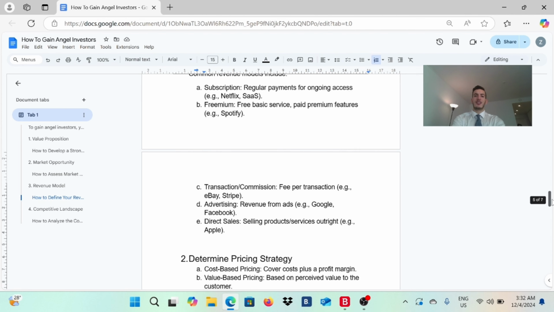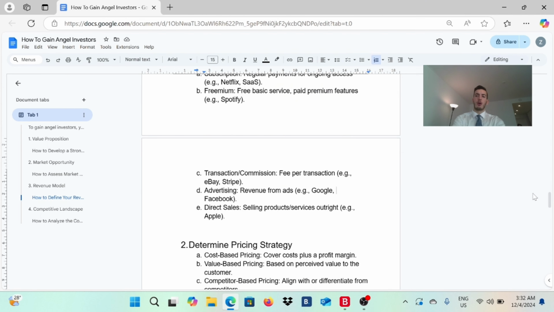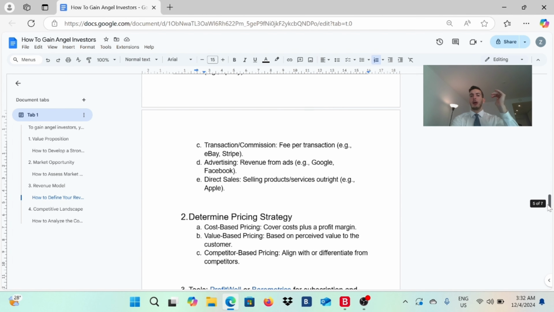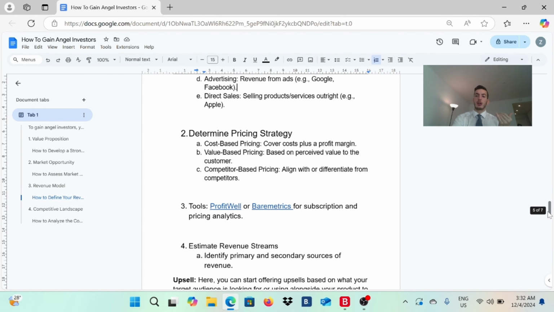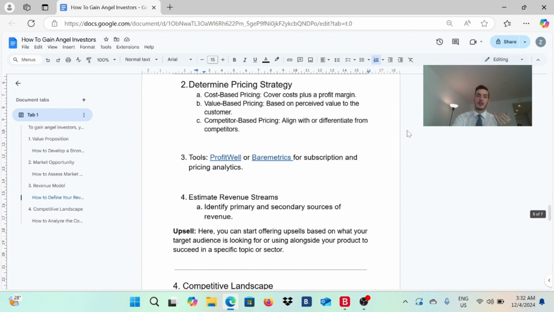So that's pretty basic. You need to understand all of this before you start any project or startup that you're looking to present to any angel investors. To determine pricing strategy, there is cost-based pricing, which covers costs plus a profit margin. So you need to also take a look at that.